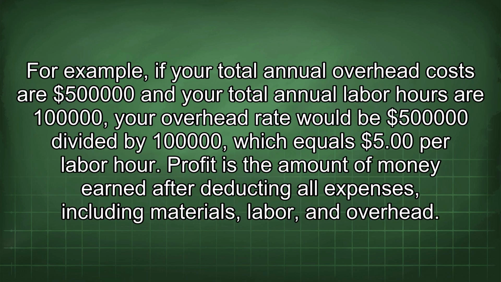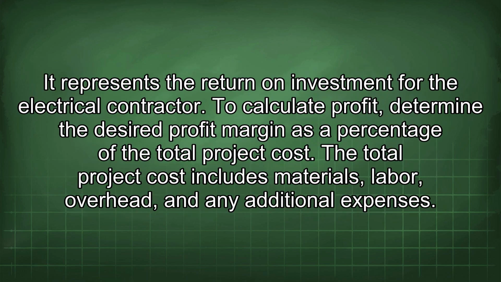For example, if your total annual overhead costs are $500,000 and your total annual labor hours are 100,000, your overhead rate would be $500,000 divided by 100,000, which equals $5 per labor hour. Profit is the amount of money earned after deducting all expenses, including materials, labor, and overhead. It represents the return on investment for the electrical contractor.